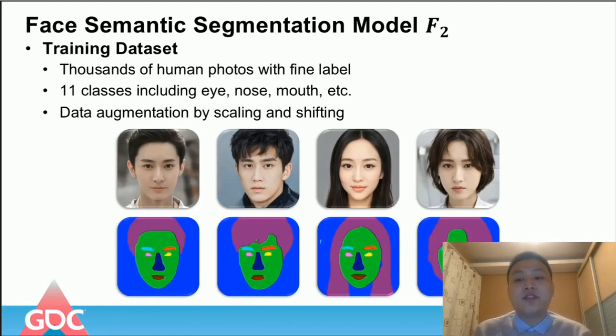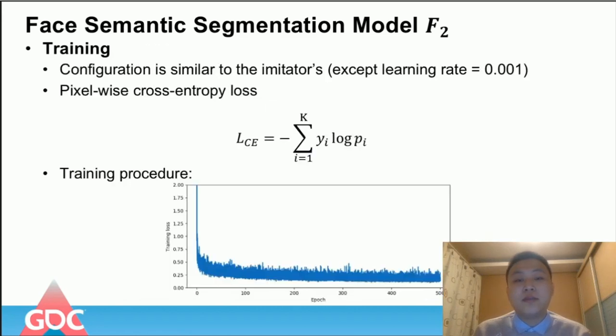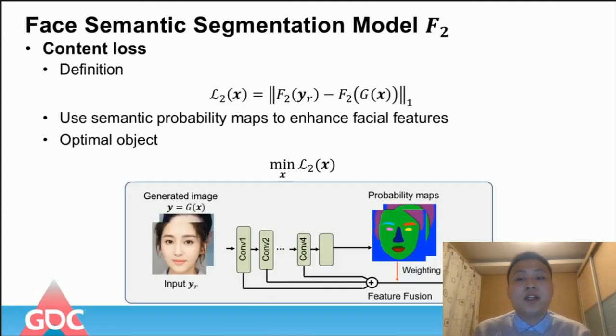We collect thousands of human photos with fine labels, which has 11 classes, including eyes, nose, mouth, and so on. We also use data augmentation techniques to further enhance the performance of the semantic segmentation network. We use normal pixel-wise cross-entropy loss in the training procedure, and it can converge well as shown in the following figure. Because we expect that the created character shares similar local information with the input photo, we use pixel-wise L1 norm to achieve this goal when we define the content loss. Considering that the five facial features are more important, we further use semantic probability maps to weight these parts to improve the shape similarity of the facial features.